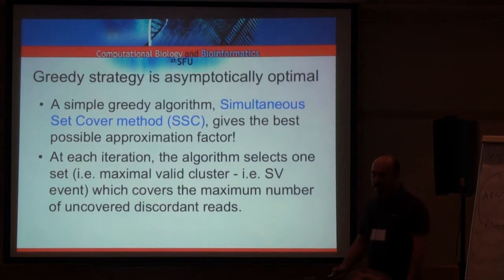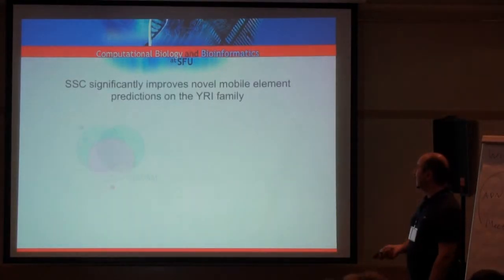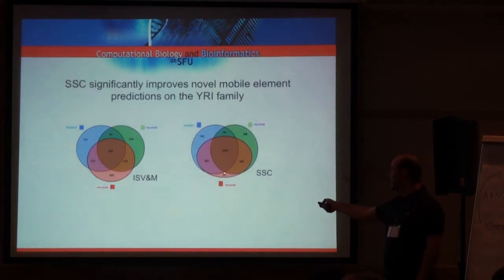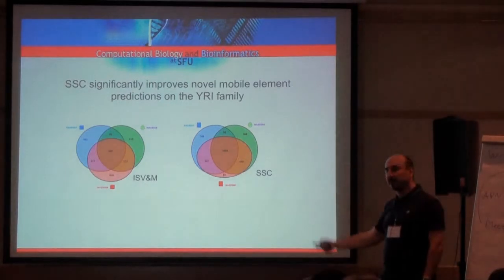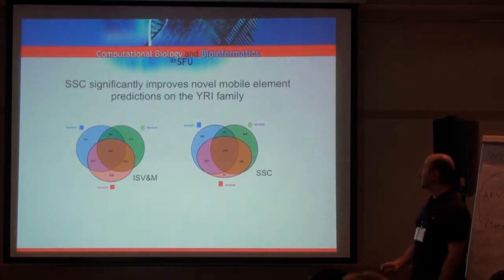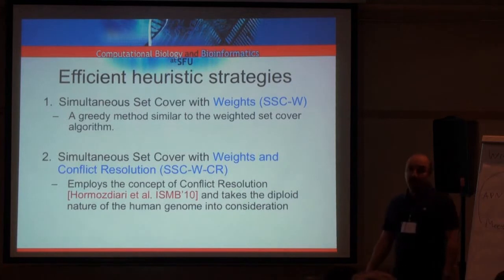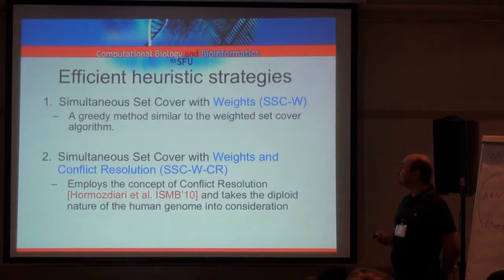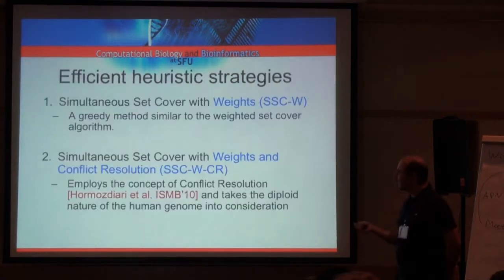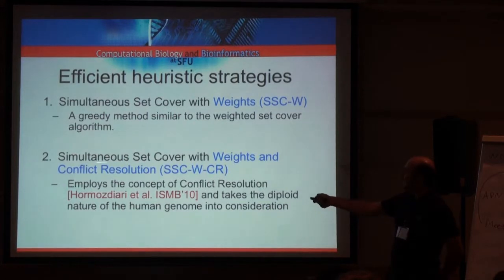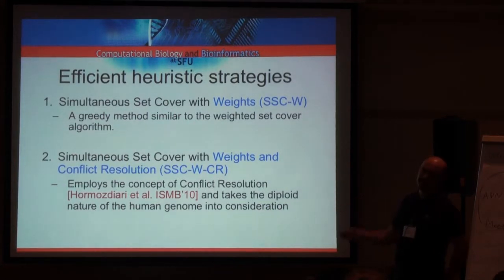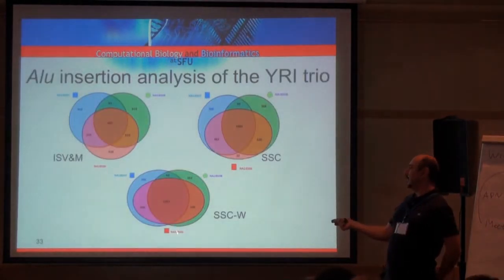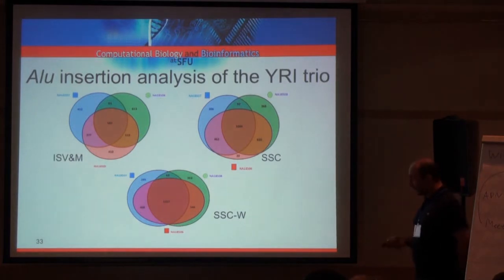So after applying the simple greedy method, we noticed that, at least in this particular example, the number of ALU inserts in the child that cannot be found in the parents dropped down to 20. This is good, but still not good, because all those 20 turn out to be not true. So we worked on some additional heuristics and added the conflict resolution capability. And as soon as you do that, the number of unique ALU inserts turn out to be 0, as expected.